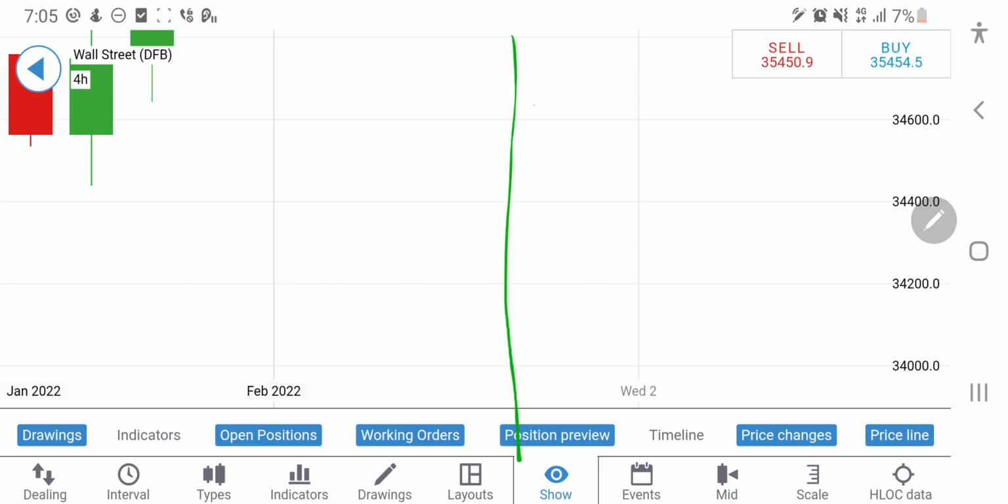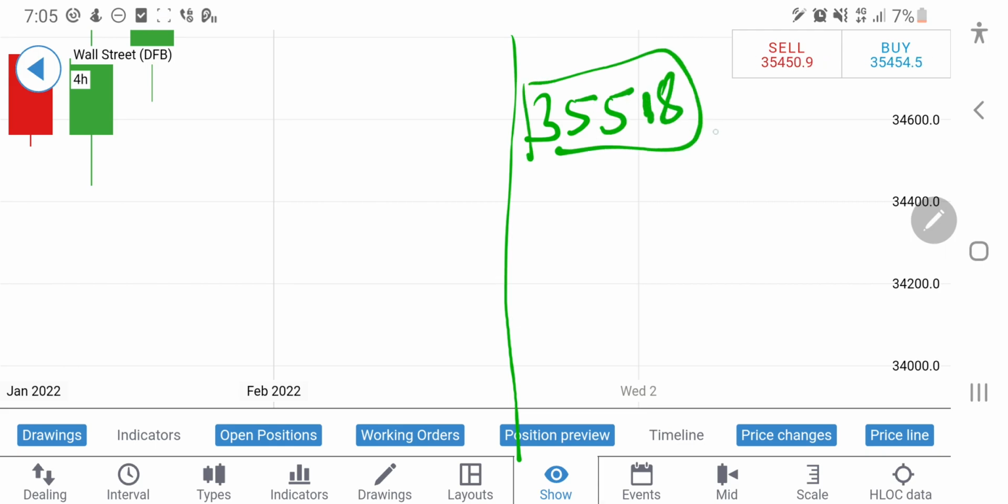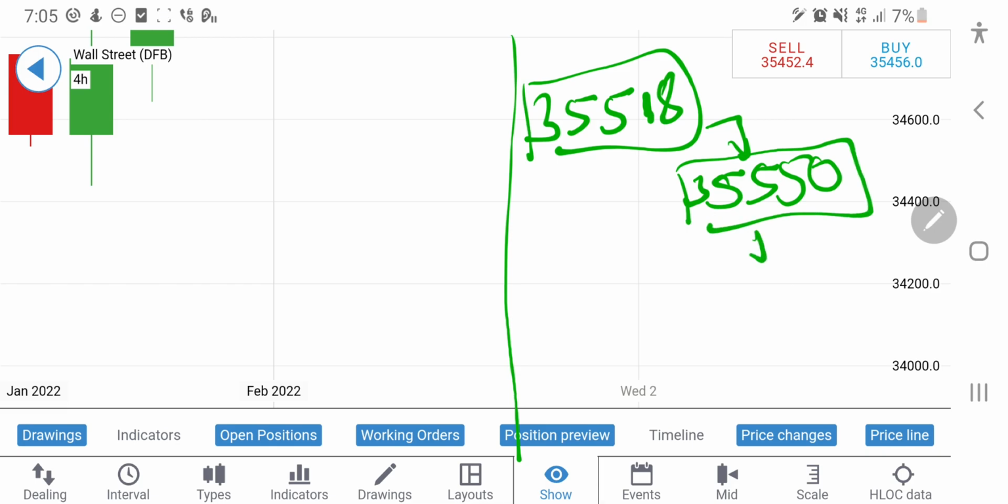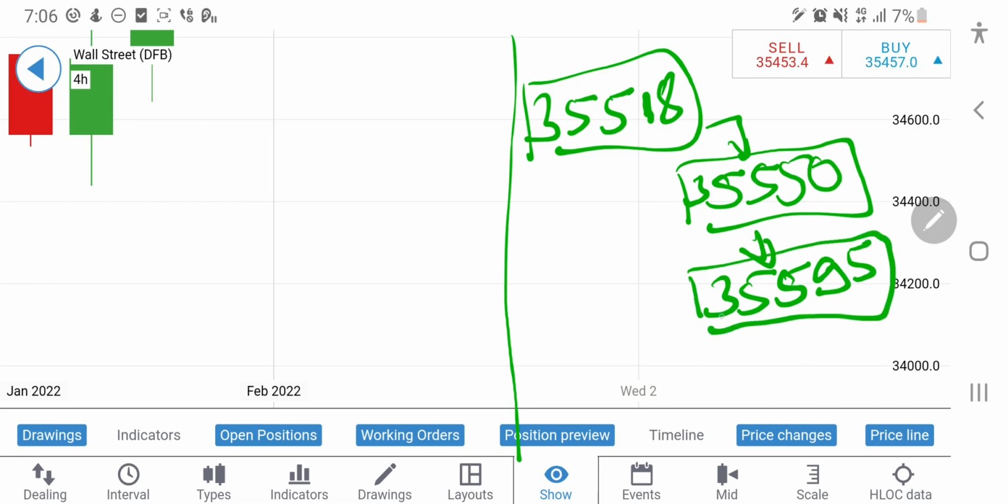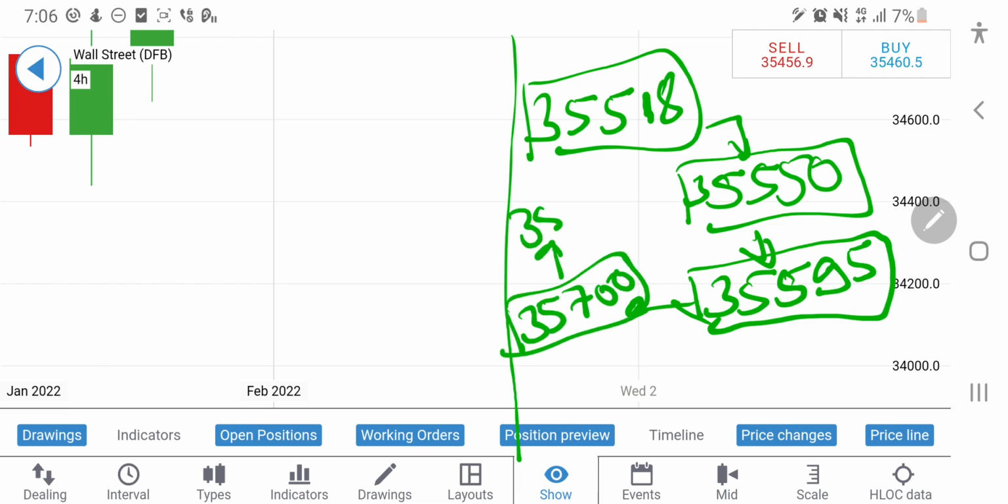So a good level to go long is at 35,518. After this, you can expect 35,550 and 35,595. Once this zone at 35,595 is taken, it will directly hit 35,700, and beyond that it will hit 35,800.